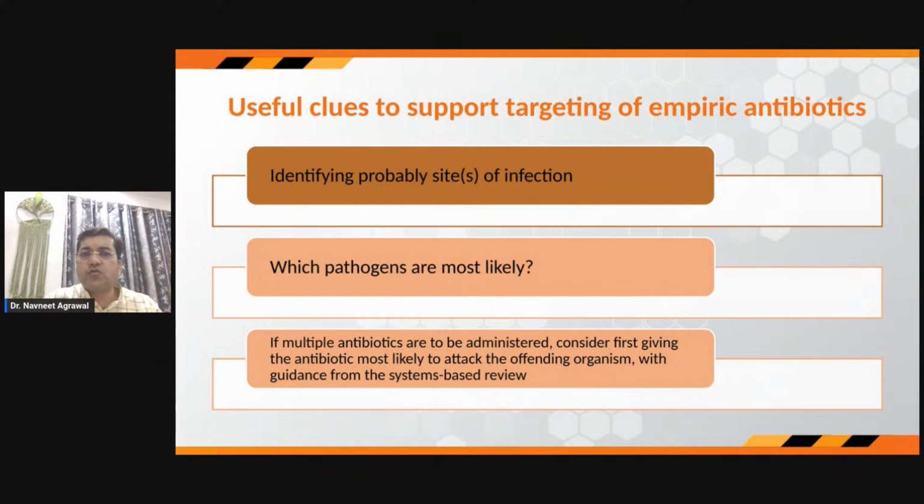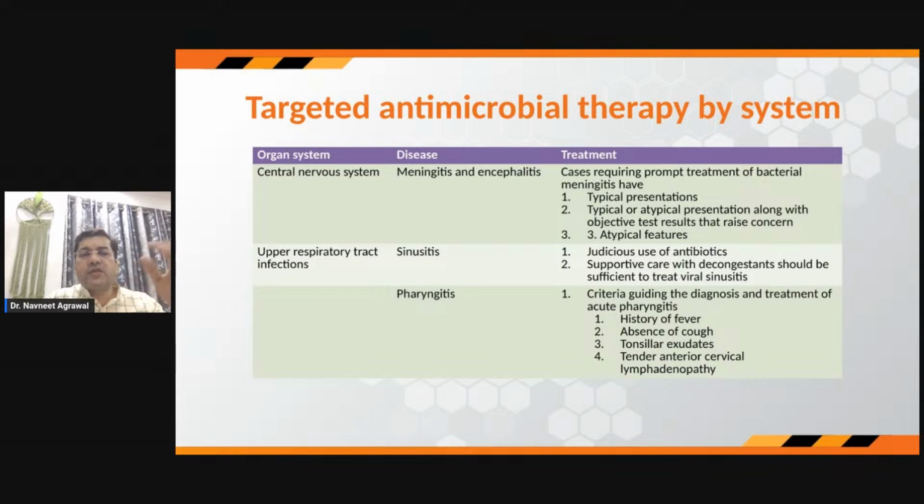There are some useful clues to support targeting of the empirical antibiotics: identifying the probable site of infection, which pathogen is most likely, and if multiple antibiotics are to be administered, consider first giving the antibiotic most likely to attack the offending organism, with guidance from the system-based reviews. So it is just a brief outline: depending on which system you feel is affected, what the probable disease is, you can empirically start an antibiotic, without waiting for the culture sensitivity or specific reports. If it is meningitis or encephalitis, you can't wait for the report. You have to start empirically with coverage of the whole spectrum.